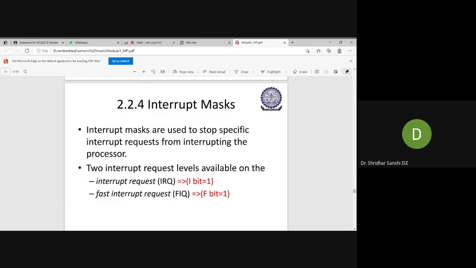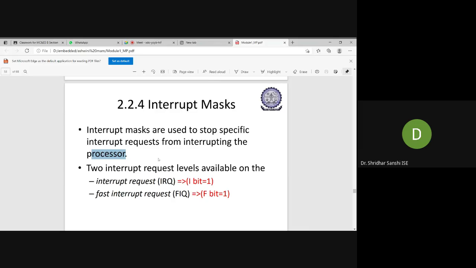Another thing is the interrupt mask. So why are these interrupt masks used? These interrupt masks are used to stop specific interrupt requests from interrupting the process. So what are interrupts? Interrupts indicate some event has occurred, so the processor has to handle that interrupt. But suppose a particular process is executing and no other event should stop that execution. For that purpose, we use this interrupt mask. It will stop a specific interrupt request from interrupting the processor execution.